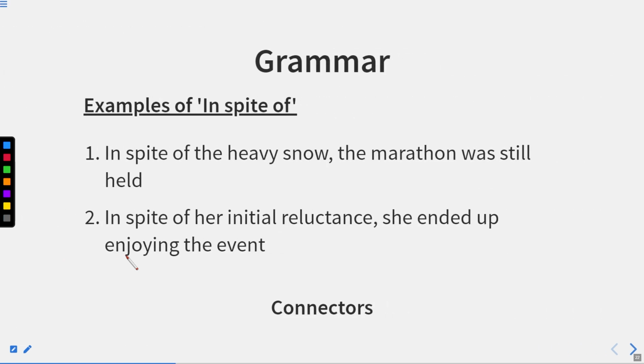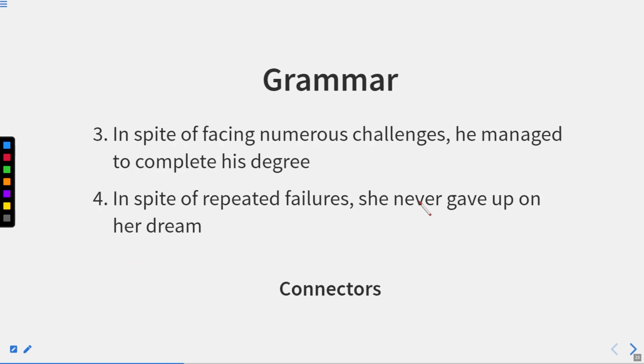Now let us have some examples of in spite of. In spite of heavy snow, the marathon was still held. So this was the adverse situation, whereas the result was positive. In spite of her initial reluctance, here she is negative, she ended up enjoying the event. So this is a positive outcome.